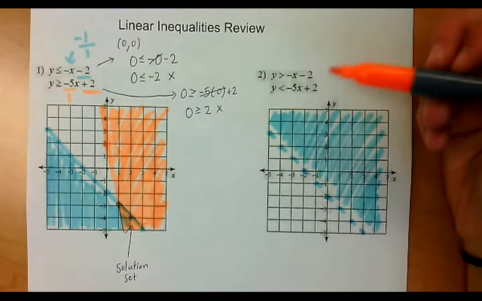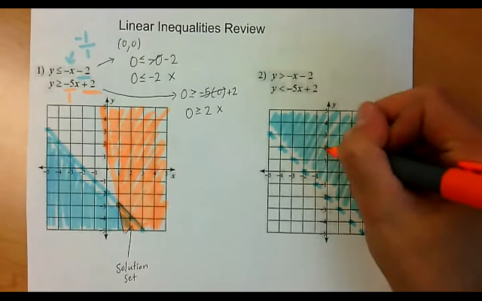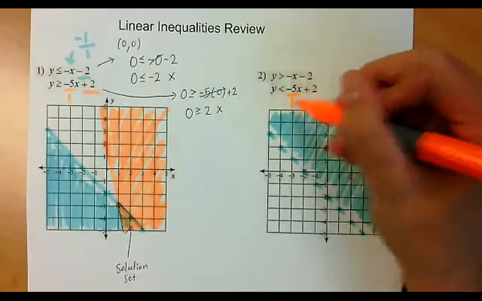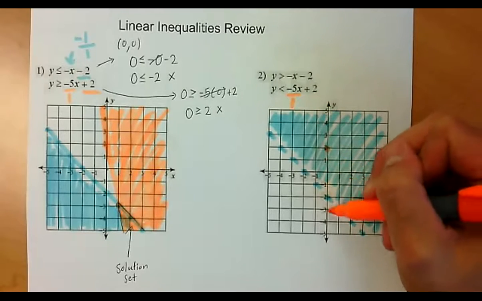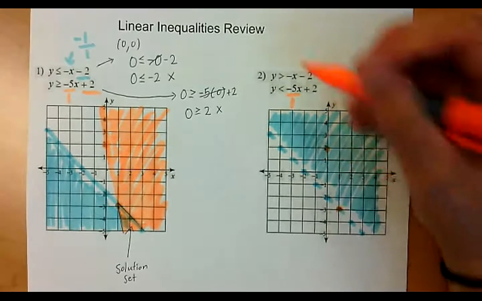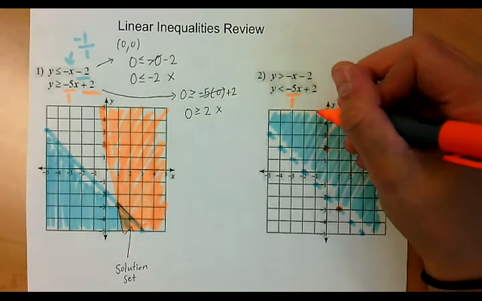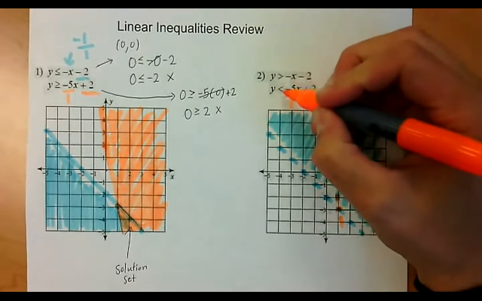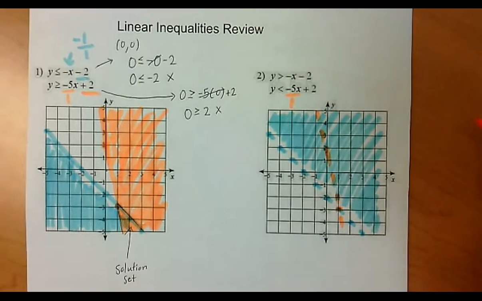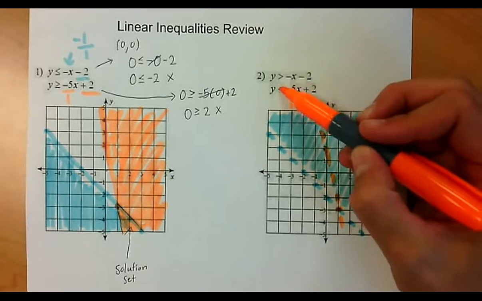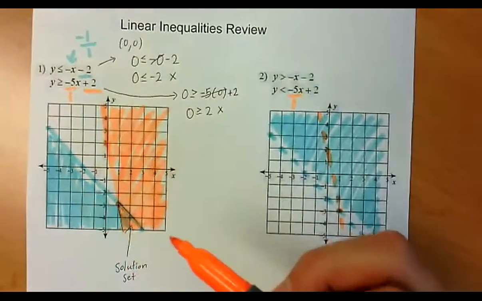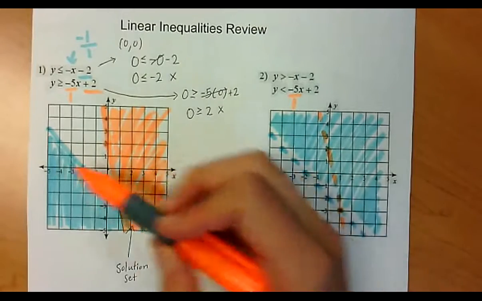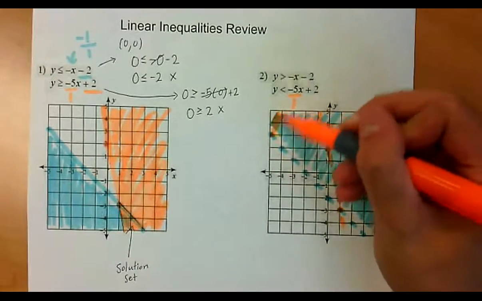All right, and then for my orange line, my y-intercept is positive 2. And I am going down 5 and over 1: 2, 3, 4, 5, over 1. And this also is going to be a dotted line, once again because that is just a less than sign. And also it is flipped from the other problem. So instead of shading this right side, I'm going to shade the left side.